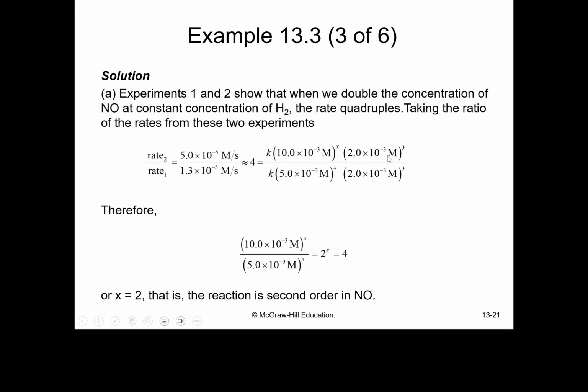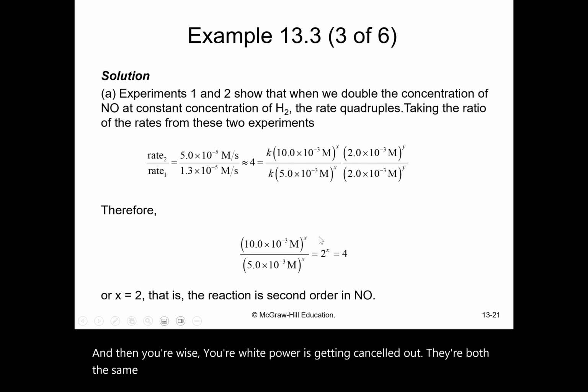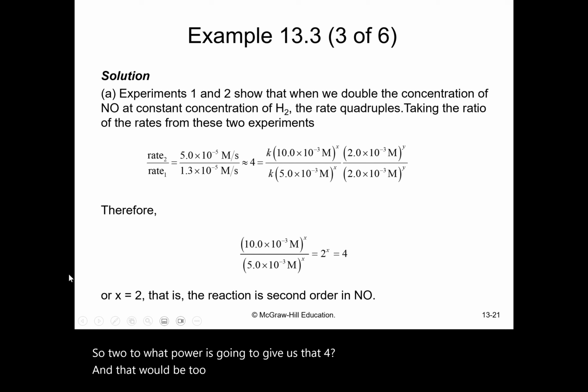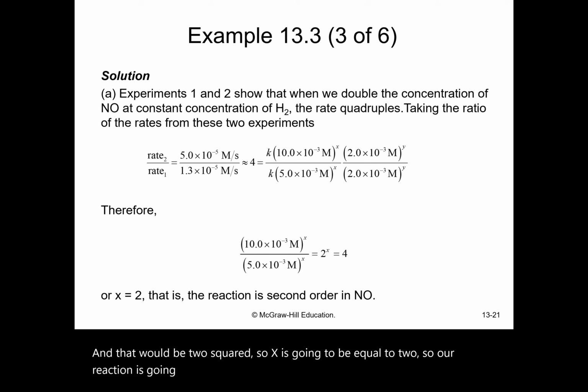And then your y power is getting cancelled out. They're both the same. So that is going to leave you at 10.0 over 5.0, and that would give you 2. So 2 to what power is going to give us that 4? And that would be 2 squared. So x is going to be equal to 2. So our reaction is going to be second order in regards to NO.